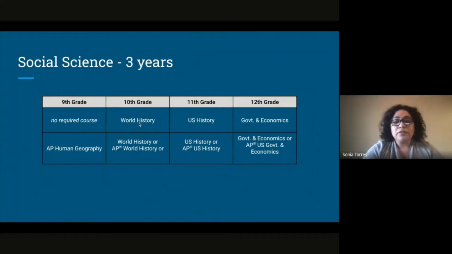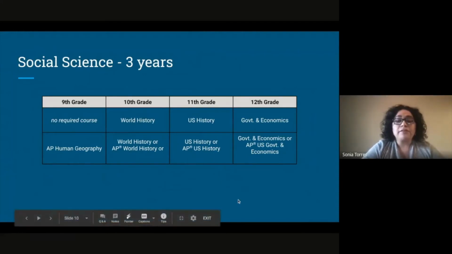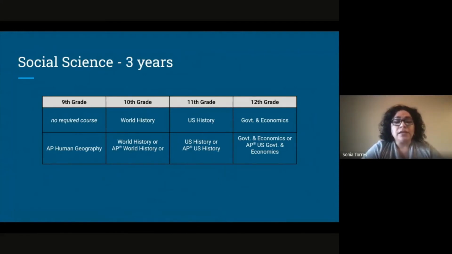If you're a current 10th grader and you're in world history, the sequence would be regular US history, and then senior year would be Gov Econ. If you're in AP World History and you like studying history, it is recommended for you to continue with that course sequence of AP and continue either in AP US History, or you could take regular US History. If you currently have history, though, I would definitely recommend that you talk to your current history teacher and get his or her recommendation for next year.